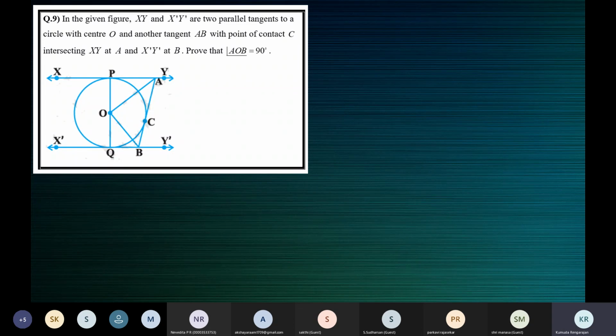And the tangent AB intersects XY at A, and X dash Y dash at B. Prove that angle AOB is 90 degrees.